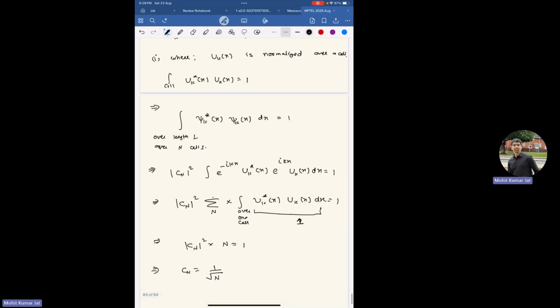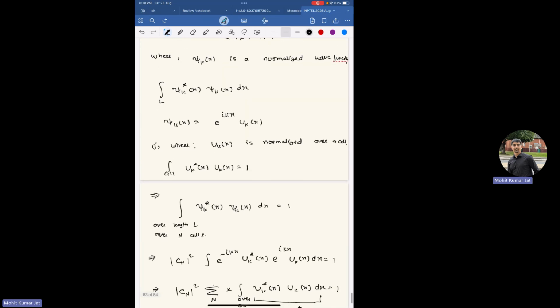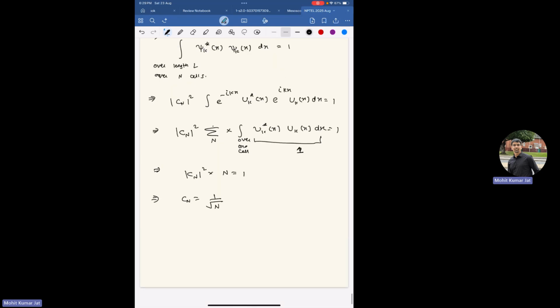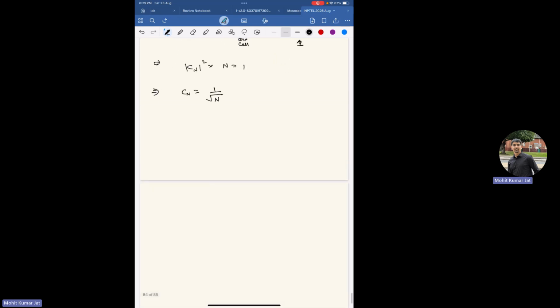So your wave function essentially boils down to psi_k(x) equals 1 over root n, e to the power ikx, u_k(x), where u_k is normalized over one unit cell, e to the power ikx is just a phase factor, and 1 by square root n is the normalization factor.